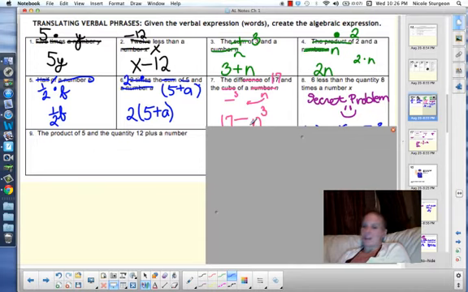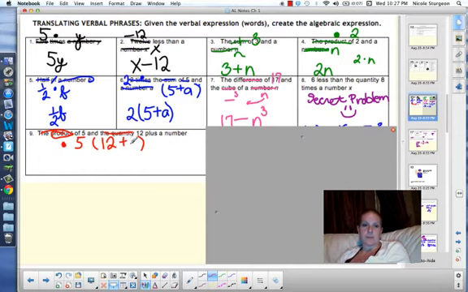Let's work through number 9. And in number 9, again, going through my whole process here. Let's change our color again, just so that it all stands out. The product, oh, there's more multiplication. Multiply 5, and the quantity, oh, those are definitely parentheses. 12 plus a number. Well, hopefully that's not too tricky. Multiply 5 times 12 plus a number.